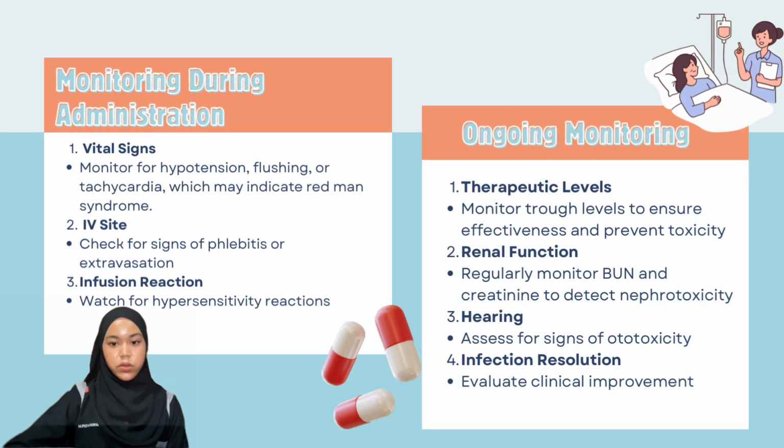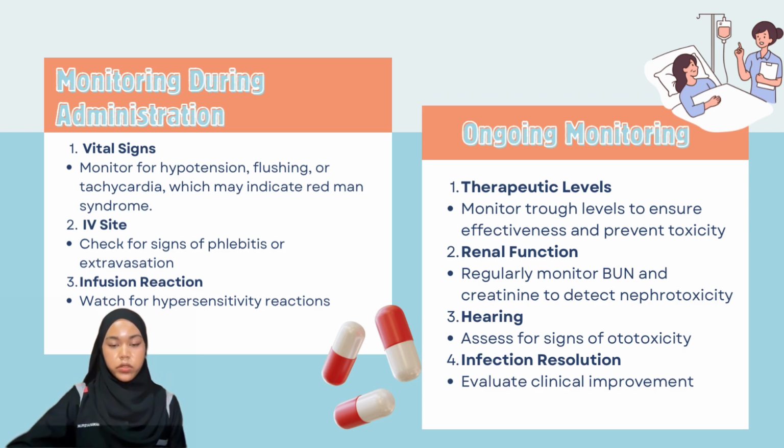Next is monitoring during administration. While administering vancomycin, continuous monitoring is essential. We monitor vital signs to detect any sign of Redman syndrome, such as hypotension, flushing, or tachycardia. We inspect the IV site for signs of phlebitis or extravasation, which can cause tissue damage. And then watch for hypersensitivity reaction, such as rash, itching, or difficulty breathing, which may indicate an allergic reaction requiring immediate intervention.